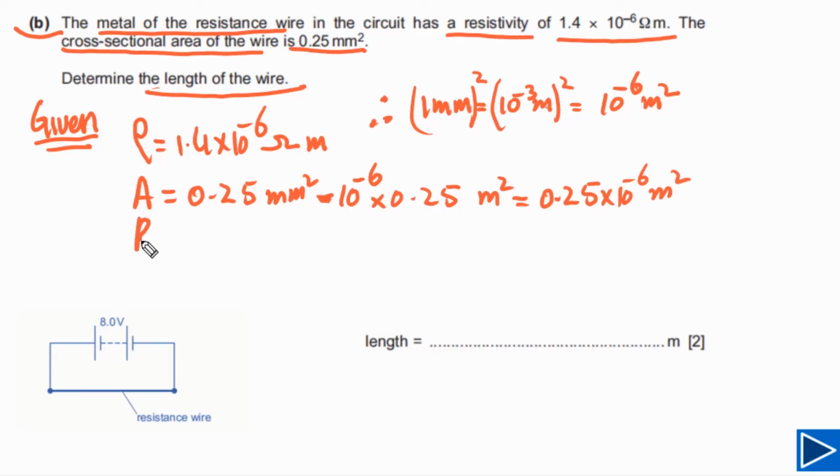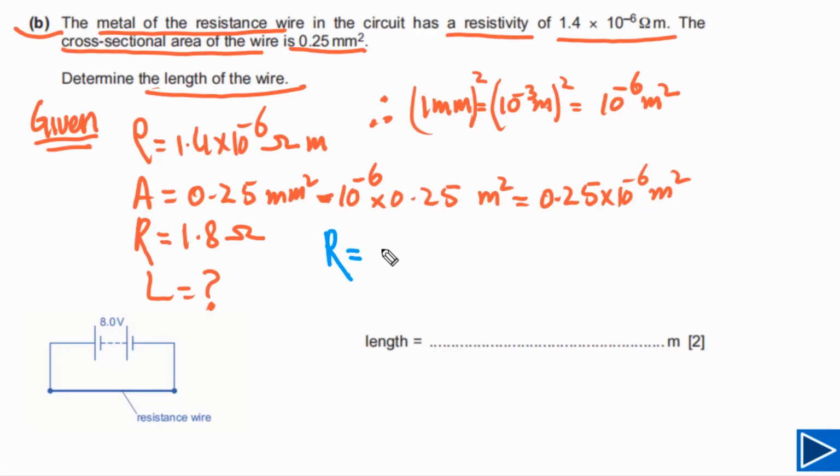But the resistance of this wire we have already calculated in part A. The resistance of this wire is equal to 1.8 ohms. We need to calculate L, meaning the length of the wire. So simply we can use the relationship between these quantities to calculate the length of the wire.